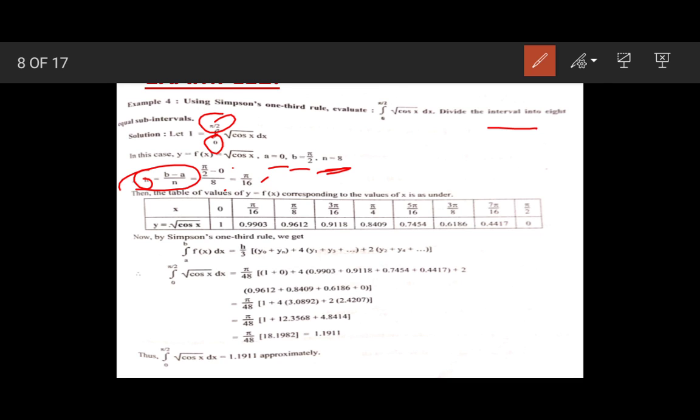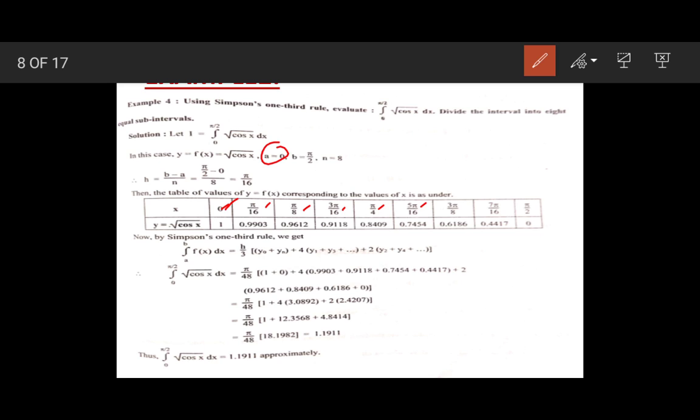Okay, now we prepare this table. So x values, then y values. So x will start from 0, then pi upon 16, then pi upon 8, then 3 pi upon 16, then pi upon 4, then 5 pi upon 16.